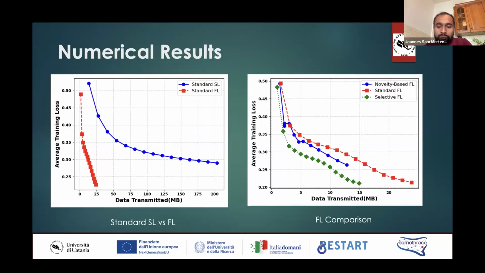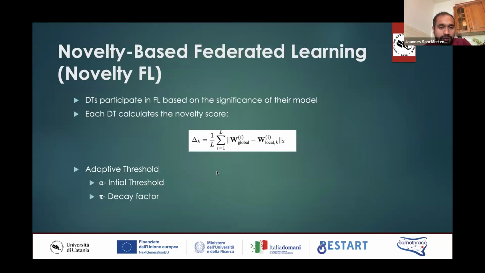And in order to set a threshold for doing this, we set two thresholds. One is the initial threshold, which we set at the initial communication round in federated learning. Another is a decay factor. So after some iterations, we reduce this factor.